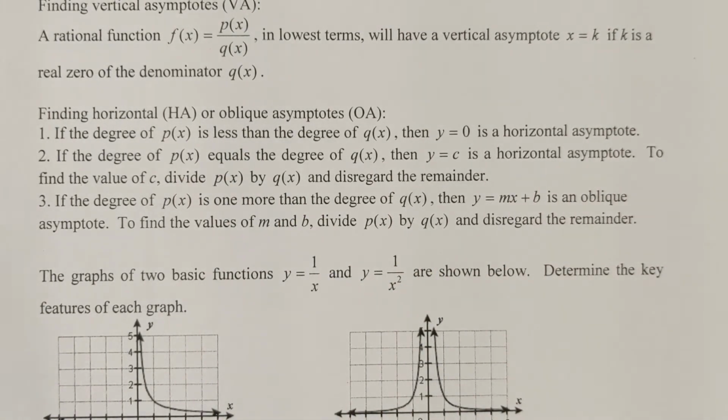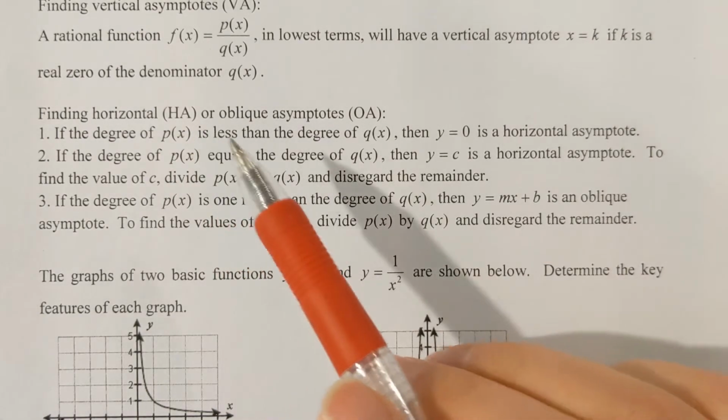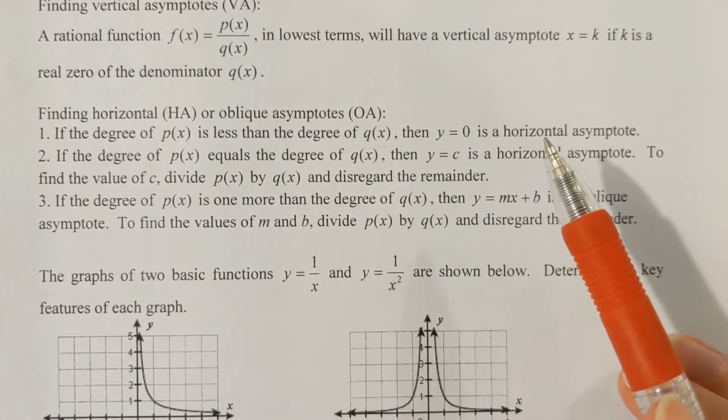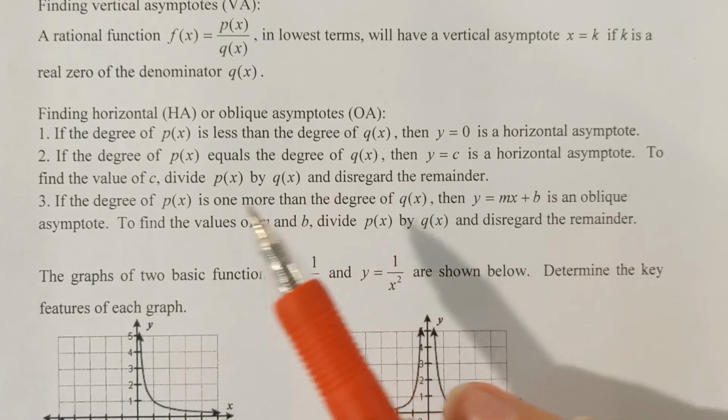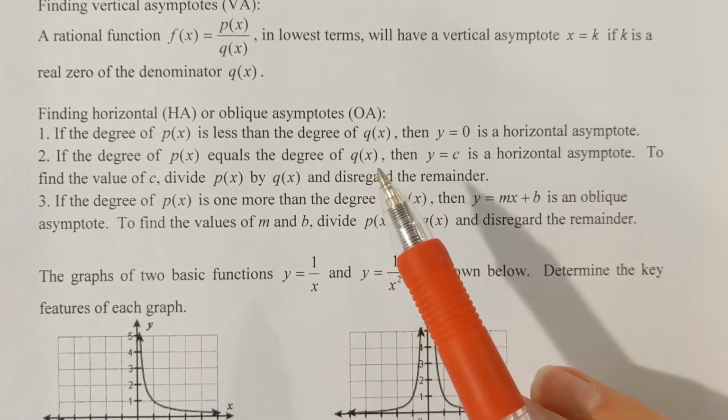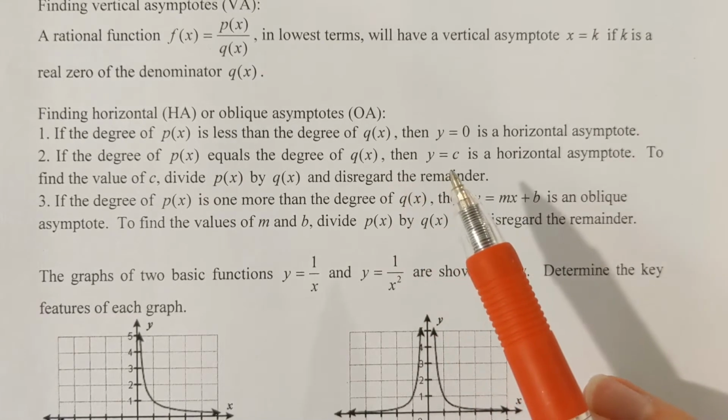You're comparing the degree of the top to the degree of the bottom. Now remember, the degree is the largest power of x that we see. So if the degree of the top is less than the degree of the bottom, then y equals 0 is a horizontal asymptote. That will always happen. Item 2, if the degree of the top equals the degree of the bottom, you're going to have a horizontal asymptote, but it's not going to be at y equals 0.